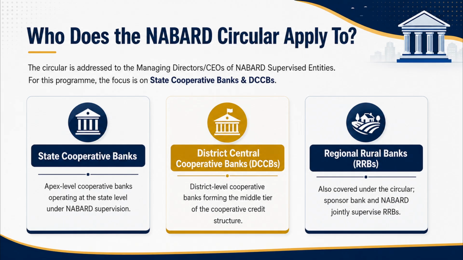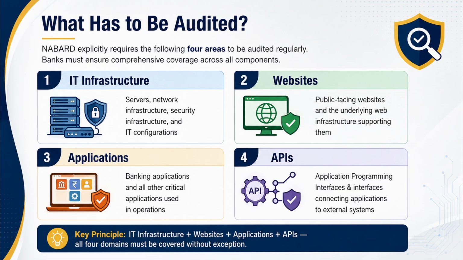The NABARD Circular is addressed to NABARD-supervised entities. These include state cooperative banks, district central cooperative banks, and regional rural banks. However, our focus in this program is specifically on state cooperative banks and DCCBs. State cooperative banks operate at the apex level of the cooperative banking structure, while DCCBs operate at the district level and form an important middle tier of the cooperative credit system. For managers of state cooperative banks and DCCBs, understanding the requirements of this circular is therefore particularly important.